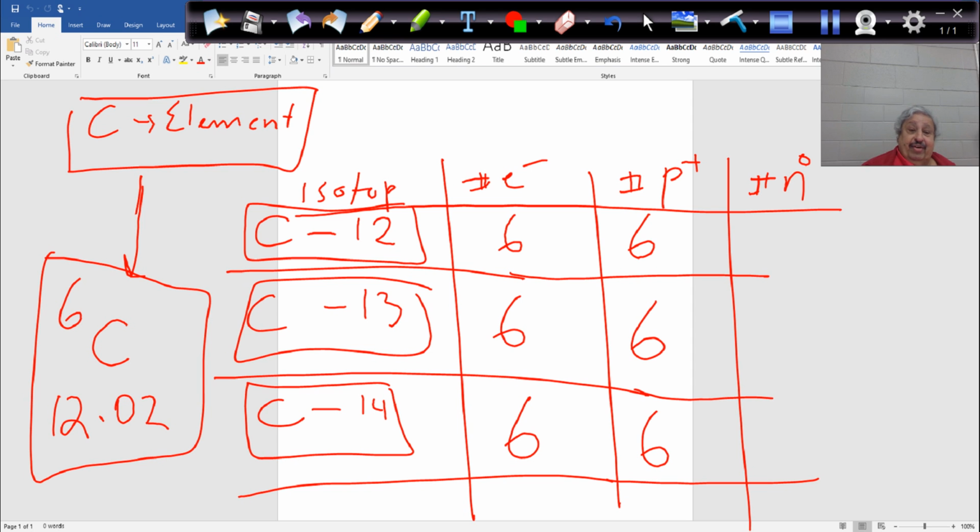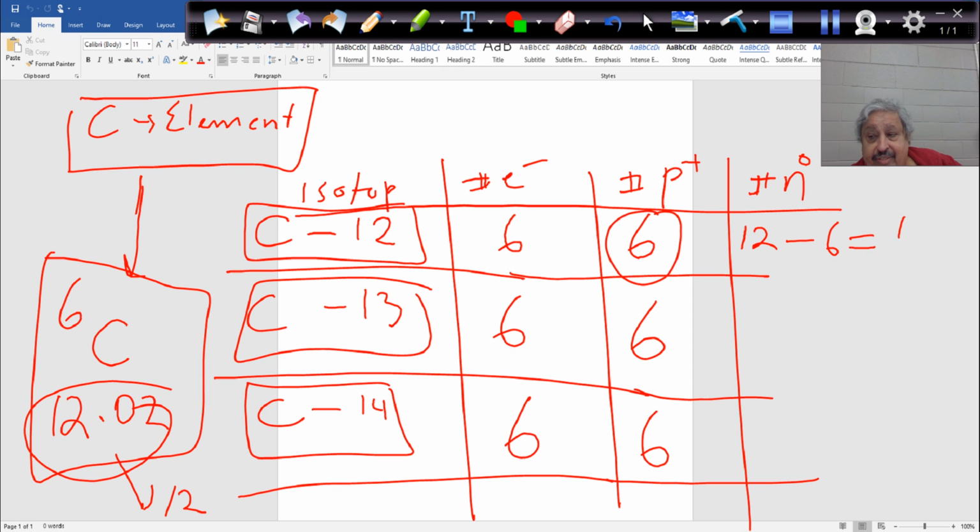However, we have here the number of neutrons. Look at this number of neutrons. How much is the number of neutrons? Here we round this one to how much? 12, correct? So this is 12 minus the number of protons, 6. How much is it? 6. We have 6 neutrons, correct? Here we have still the same thing, 12 minus 6, correct?